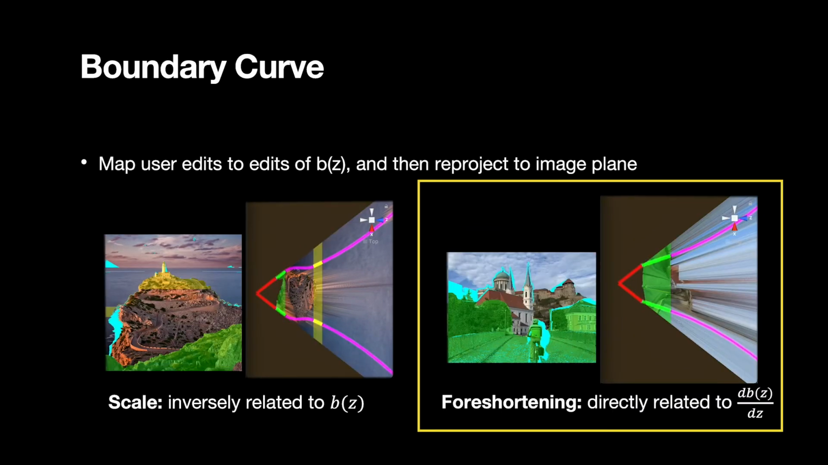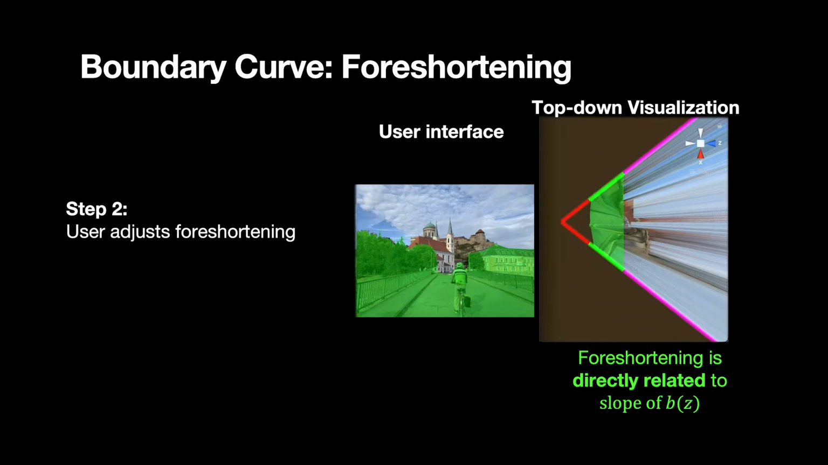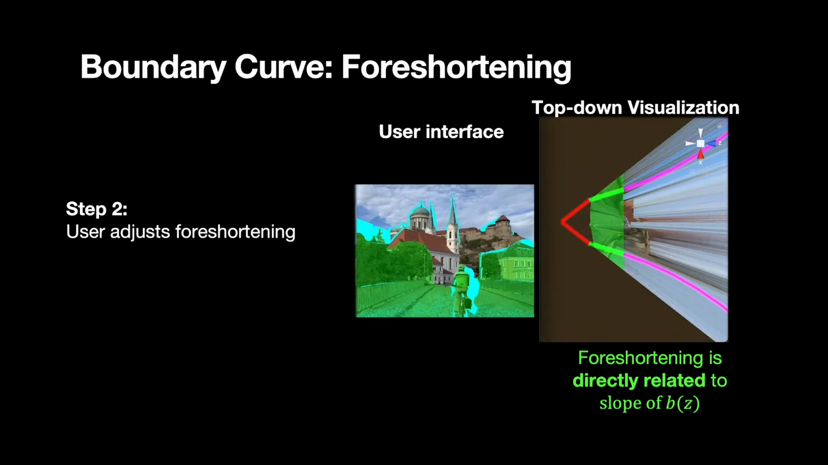Next, I will walk through an example of adjusting foreshortening, which is directly related to the slope of BC. In this example, the user thinks the bridge appears more compressed in real life than in the image, so they want to decrease the foreshortening of the bridge. To do so, the user first again selects the bridge and adjusts the front and back planes. Next, as the user decreases the foreshortening, ZoomShop decreases the slope of BC.